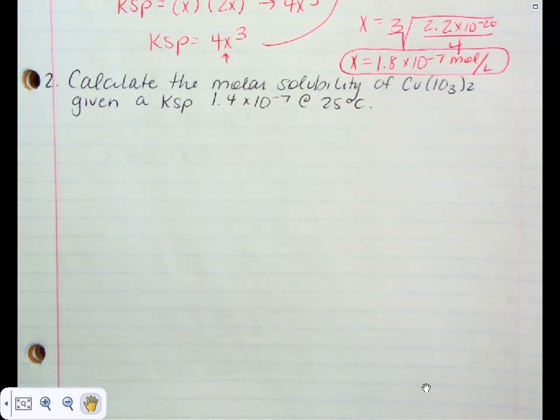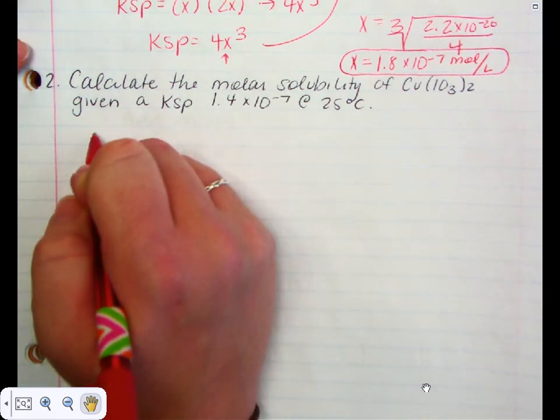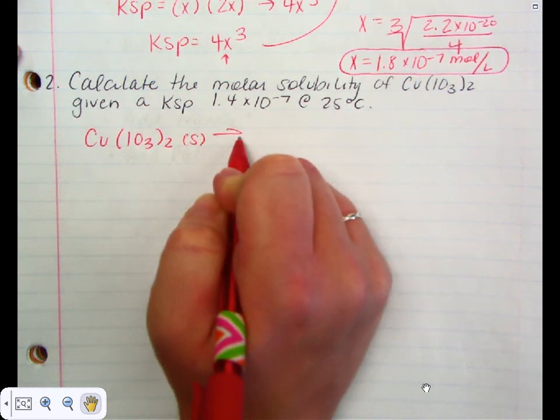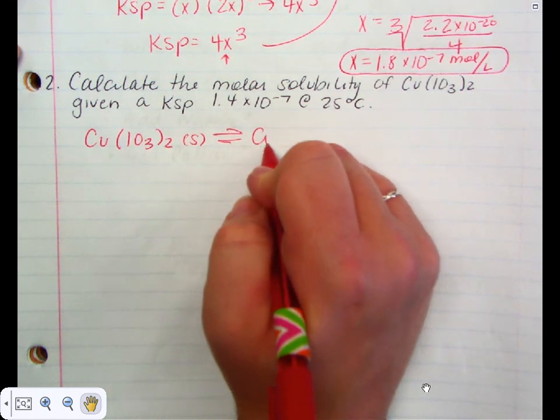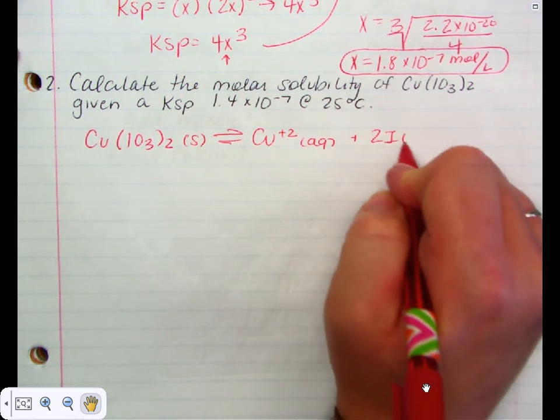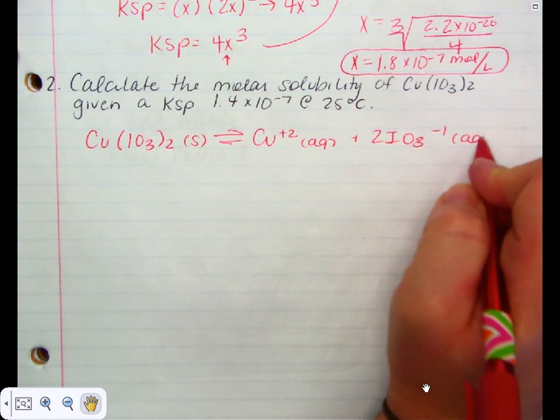Calculate the molar solubility of copper(II) iodate, given that you have a Ksp value of 1.4 times 10 to the minus 7. All right, so what do we need to do here first? Oh, what did I do on the last one first? Write your dissolution equation. So Cu(IO3)2 solid produces Cu2+ aqueous plus 2 IO3- aqueous.